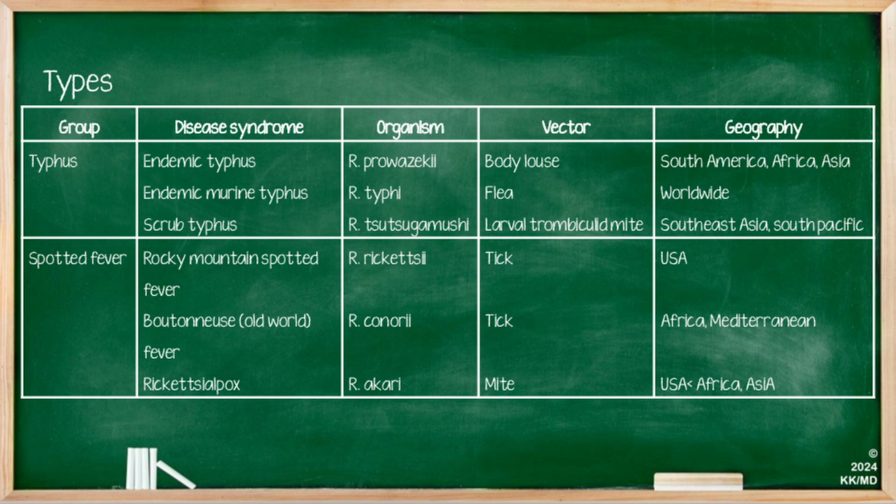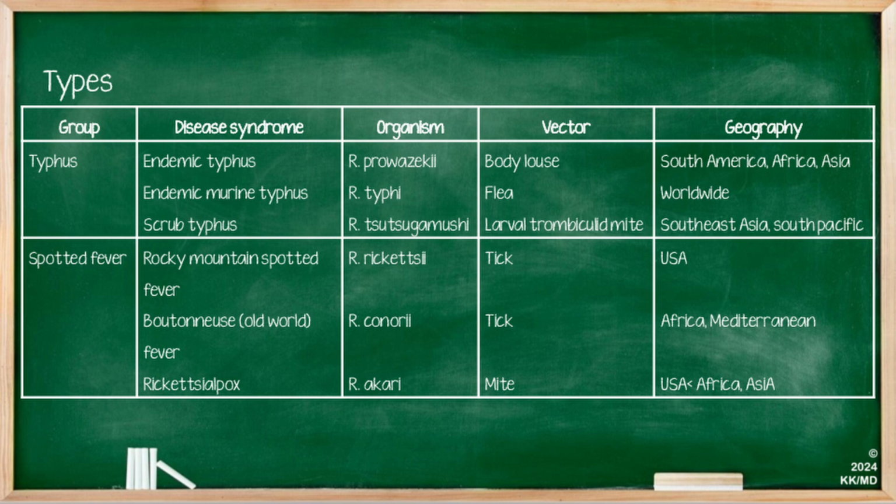Now, talking about the second group of Rickettsia, which is the spotted fever types. This is really broadly divided into three different types. Type 1 is Rocky Mountain spotted fever. Type 2 is the Old World or the Bhutanese spotted fever. And type 3 is Rickettsialpox.